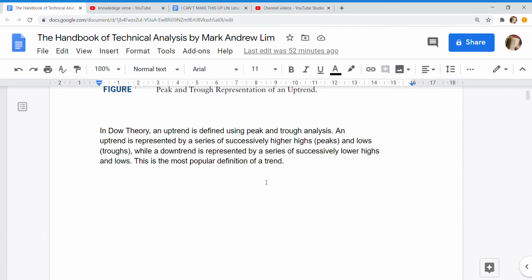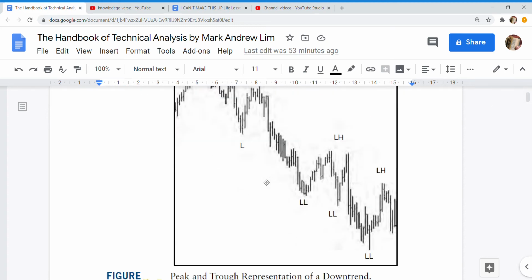In Dow theory, an uptrend is defined using peak and trough analysis. An uptrend is represented by a series of successively higher highs (peaks) and higher lows (troughs), while a downtrend is represented by a series of successively lower highs and lows. This is the most popular definition of a trend. See figure 5.3.